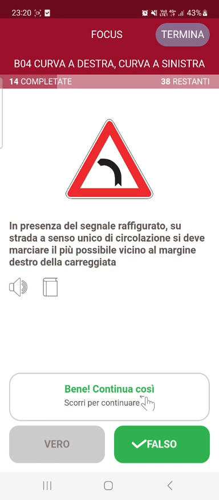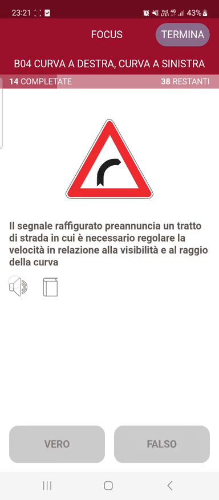You would have to drive as much as possible to the right-hand side when you are driving on a double-way traffic road. Okay, so since it's a one-way road, it does not matter if you drive in the center of the road. So it's falso.